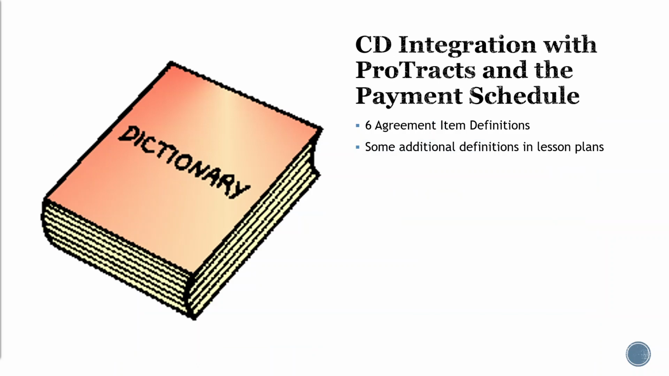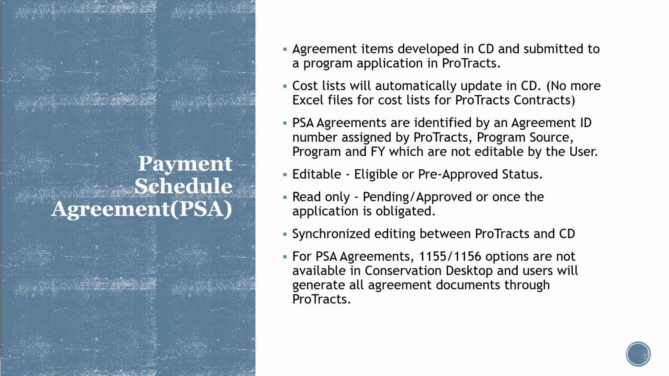Conservation Desktop's integration with ProTrax, like I said, is monumental, much more than it was with Toolkit. And it was pretty connected. So there's 6 agreement item definitions that I felt like needed to just be refreshed. Some of the experienced users probably can put it together, but I figured I'd go over them. So there are, I think, 9 or 10, but I just chose to do 6 because they're the ones that made the most sense.